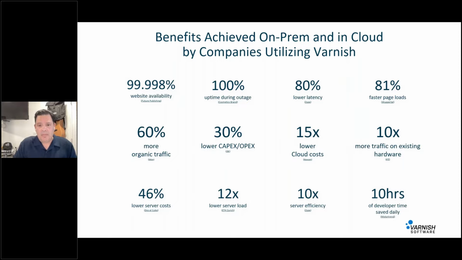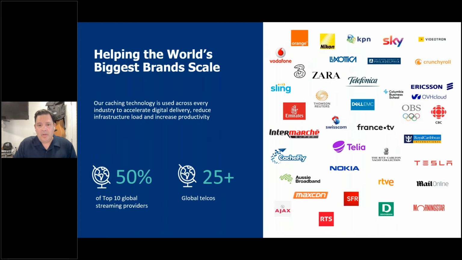So if we go to the next slide, just an example of some of the brands that we're helping. We can't mention all the brands that we're helping today, but these are the brands that have implemented Varnish technology. 50% of the top global streaming providers, over 25 global telcos, and we're helping a lot of the most major brands improve performance, reduce their cloud costs, and really improve their hybrid cloud approaches.